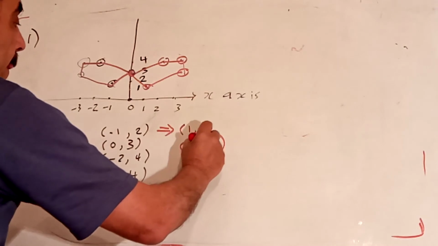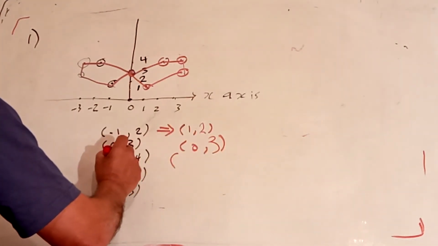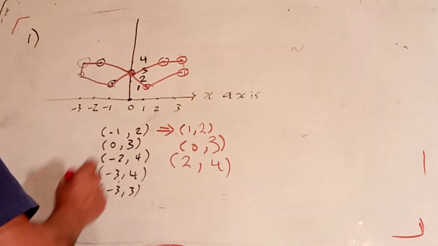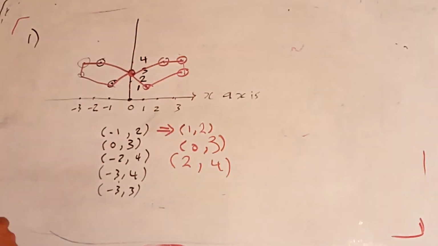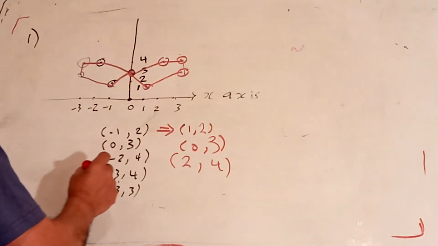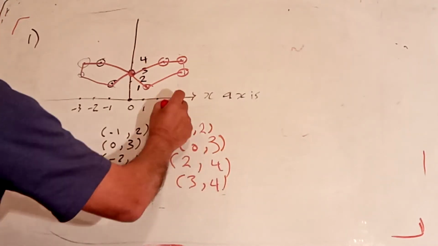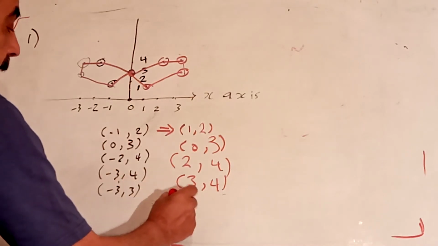This is 3. This point is reflected: minus 2 becomes 2, so 2 and 4. We can see it from here. The other point, minus 3 and 4, will be 3 and 4. Minus 3 and 3 will be 3 and 3.